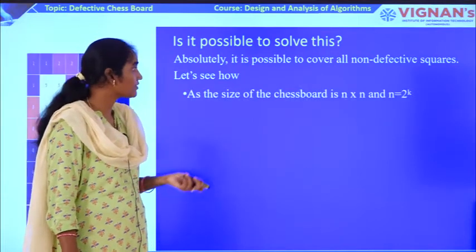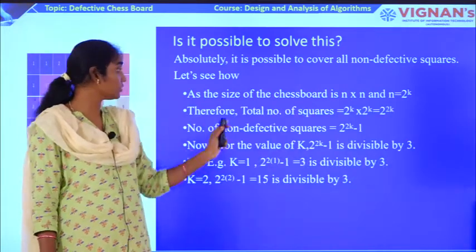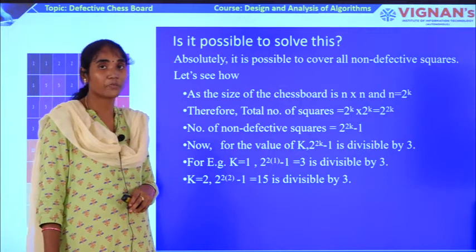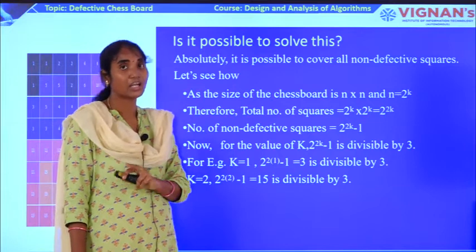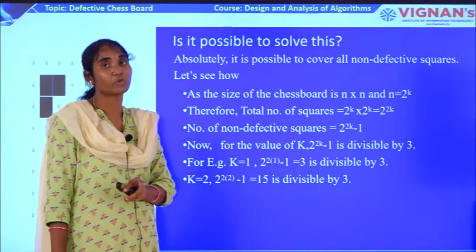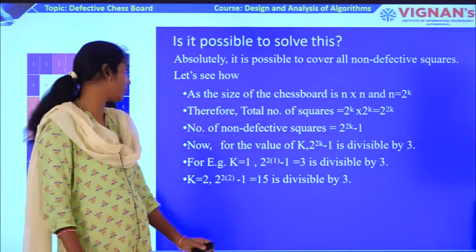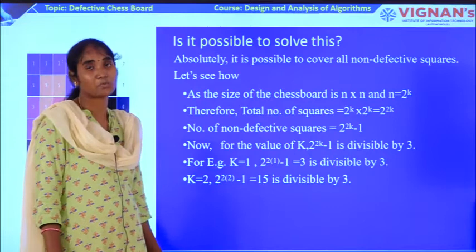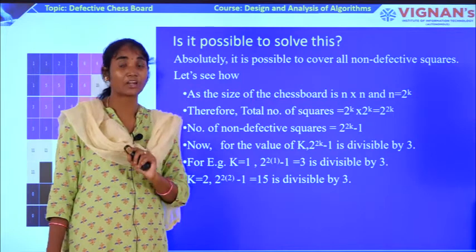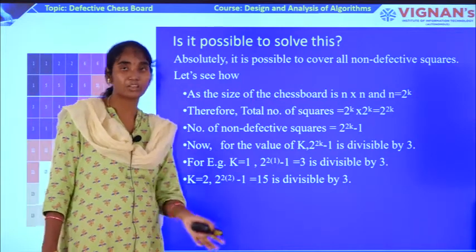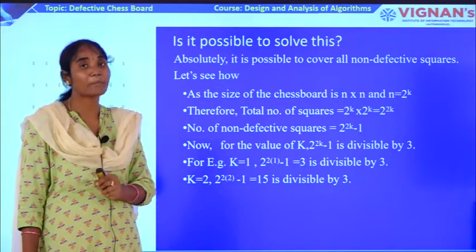Let us see how. As the size of the chessboard is n by n and n is equal to 2 to the power of k, what is the total number of squares? 2 to the power of k into 2 to the power of k, which means 2 to the power of 2k, are the total number of squares in the given chessboard, and out of that I have only one single defective square. So the remaining number of squares which are not defective is 2 to the power of 2k minus 1.